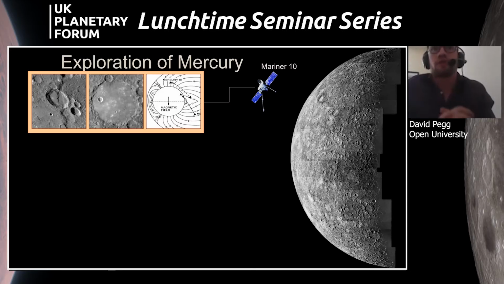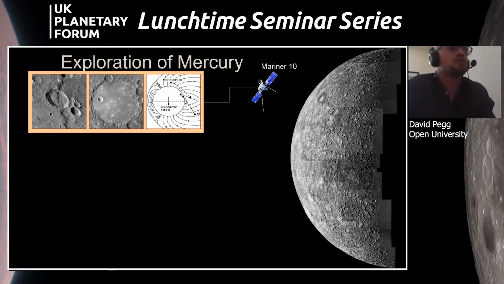Each time it flew past the same half of the planet, so we only ever got images of half the planet, but it still gave us our first insights into this rocky world that was basically dominated by impact craters. It looked very much like a lunar surface in many ways, with just impact craters all over it. But there were some interesting features observed.